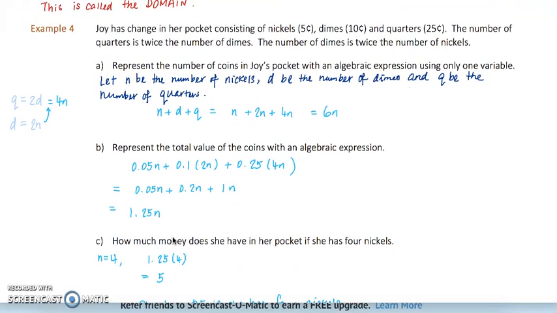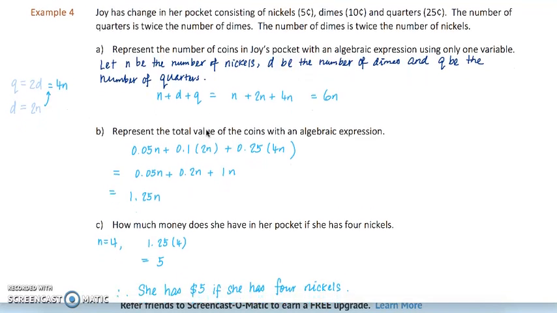Lastly, example 4. Joy has change in a pocket consisting of nickels, dimes, and quarters. The number of quarters is twice the number of dimes, so we can represent this by saying that Q is equal to 2D. Q is the number of quarters, D is the number of dimes. The number of dimes is twice the number of nickels, so D will be equal to 2N, or Q will be equal to 4N then.